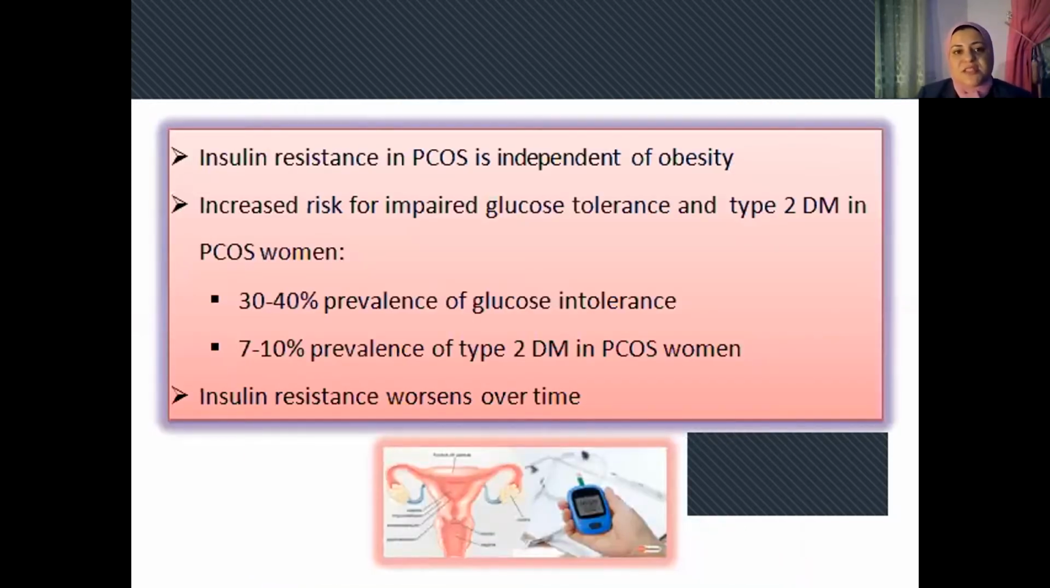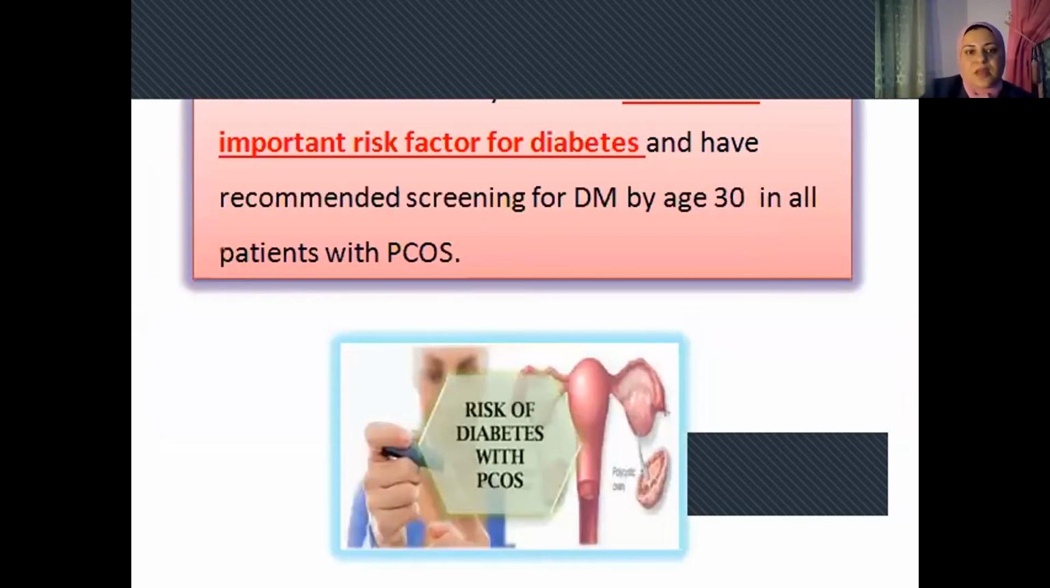The insulin resistance in PCO is independent of obesity. There is an increased risk of impaired glucose tolerance and type 2 diabetes in PCO women. There is a 30 to 40% prevalence of glucose intolerance and a 7 to 10% prevalence of type 2 diabetes in women with PCO. So insulin resistance worsens over time. The ADA has already included PCO as an important risk factor for diabetes and has recommended screening for diabetes by age 30 in all patients with PCO.